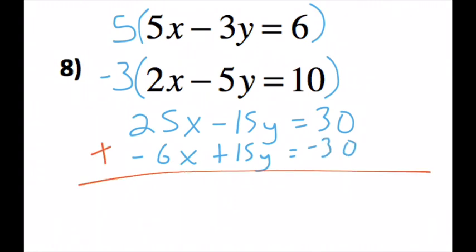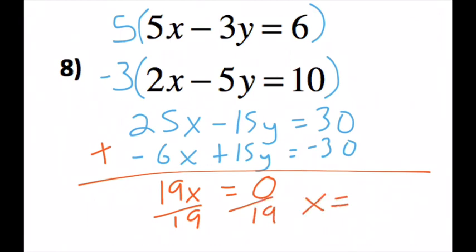Okay, we're going to go ahead and add those together. So I get 25x plus a negative 6x is 19x. Negative 15y plus 15y is 0, equals 0. So I divide both sides by 19 and x equals 0, which is the same answer we got before.